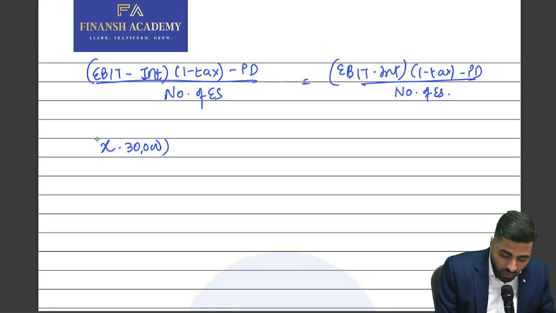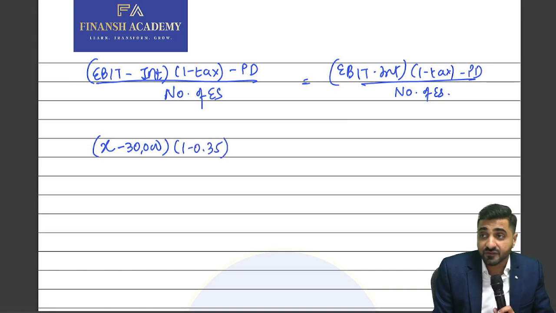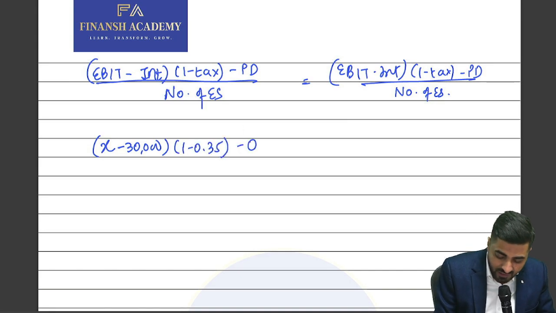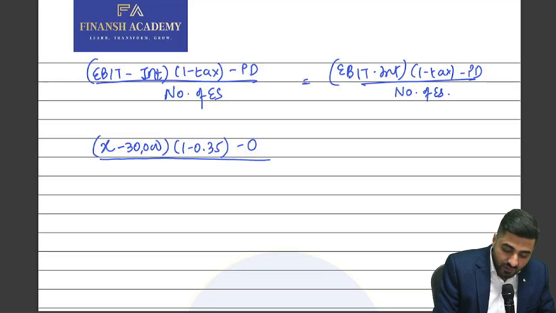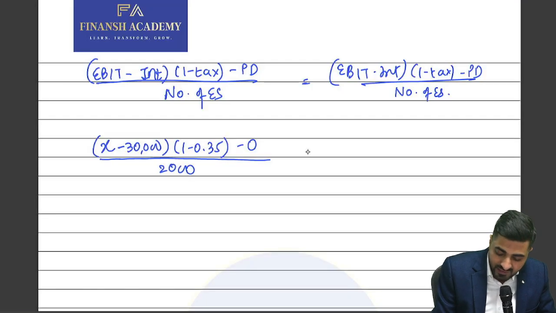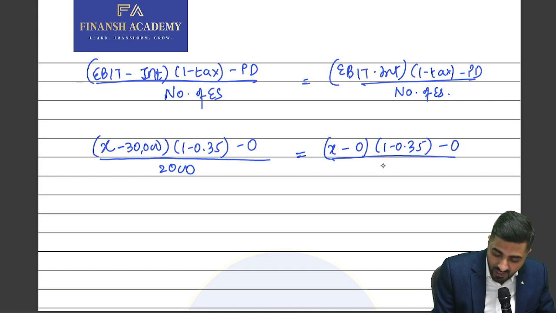Okay. What's the tax rate? 0.35. Is there any preference dividend? What are the number of equity shares, guys? Can I say this will be X minus 30,000 into 1 minus 0.35 minus 0, I'll divide that by 4.